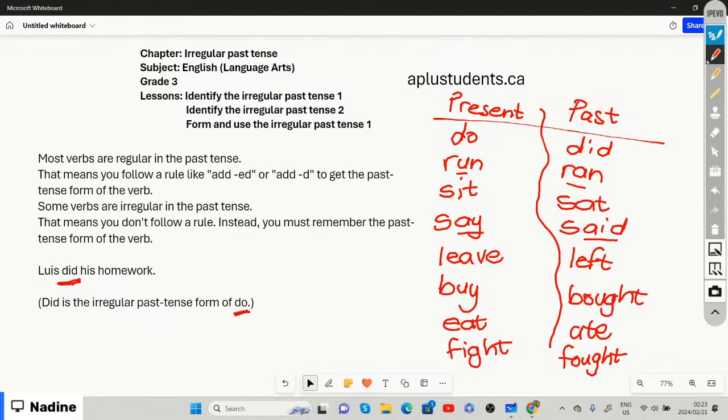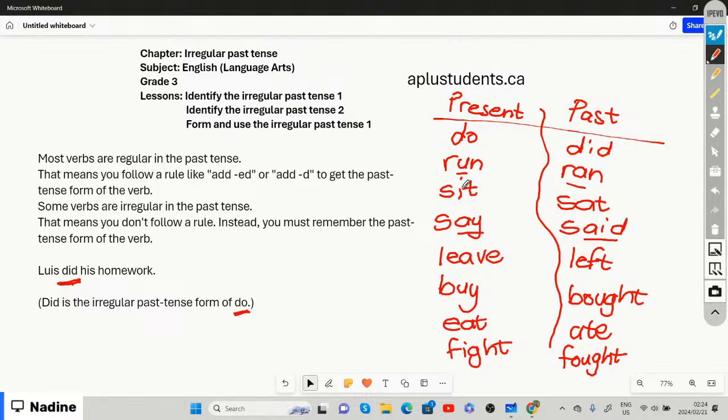So well done. And I also like how you guys are making sentences, because with sentences, it gives us the idea that we know and we do understand the present tense form. Not want and wanted, because that is a regular past tense. Want and wanted is a regular past tense.